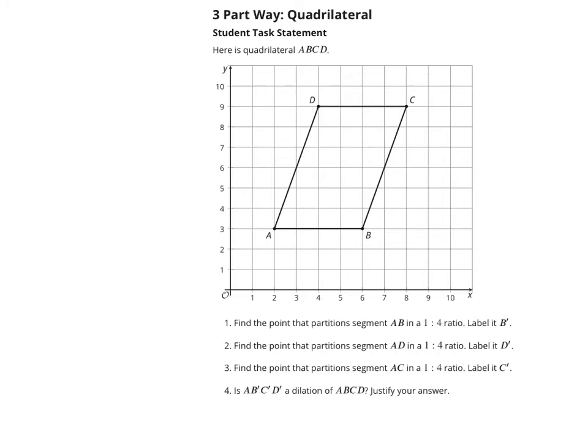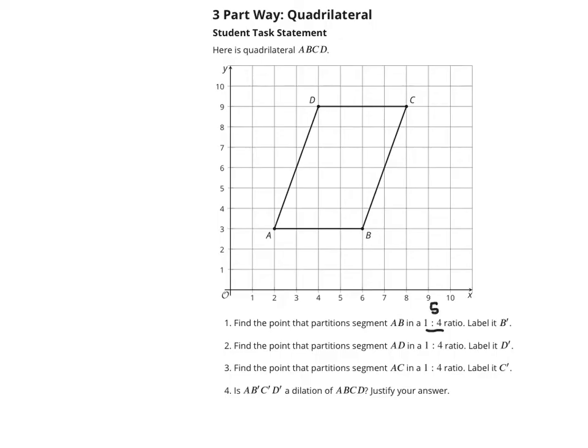Find the point that partitions segment AB, so we're working on this segment, in a 1 to 4 ratio. So 1 to 4, how many total pieces are there with a 1 to 4 ratio? 1 plus 4 is 5 total pieces.